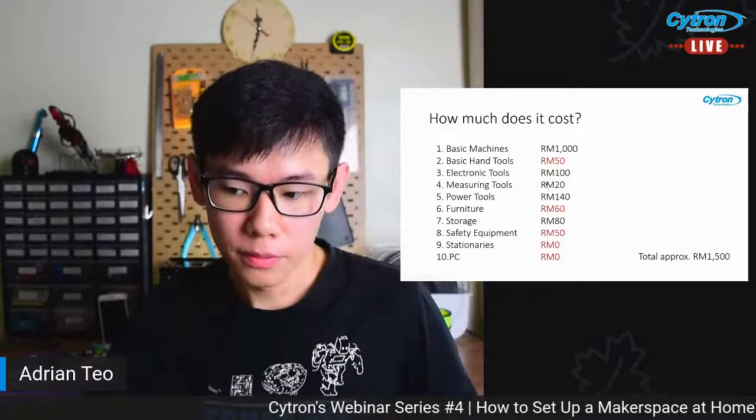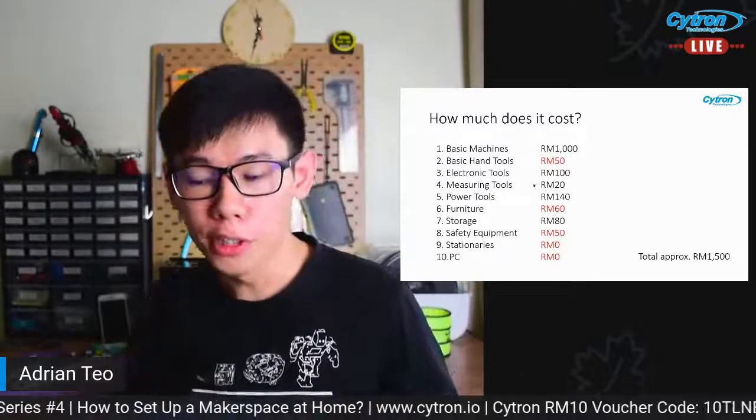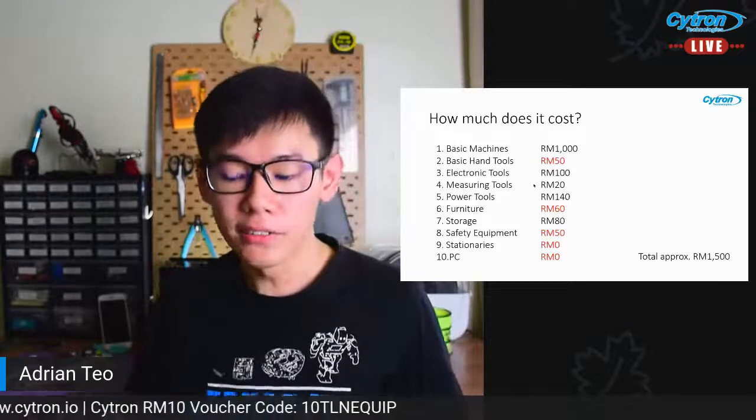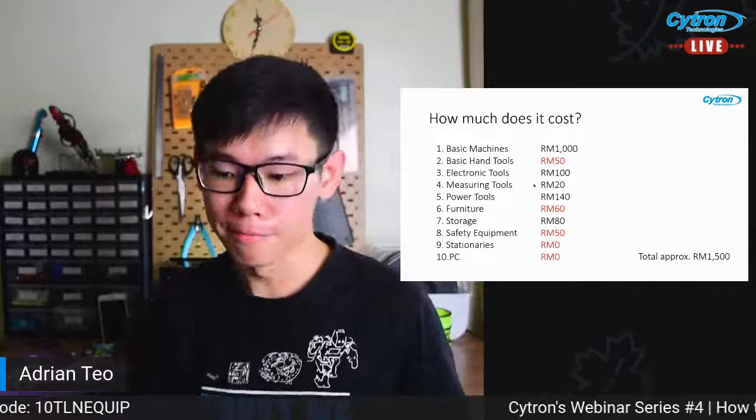Okay. And if you try to upcycle or recycle things that you already have, or reuse the things that you already have, you can even save up to 1,500 ringgit. If you already have a PC, stationaries, safety equipment, furniture, and basic hand tools, you get to save more money.